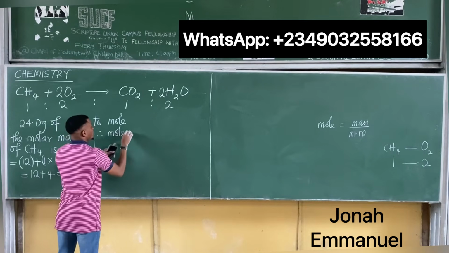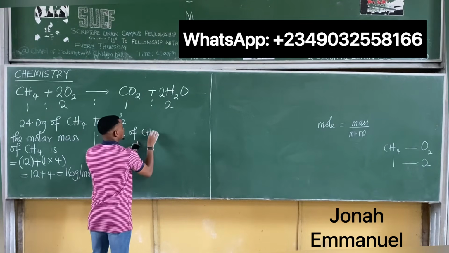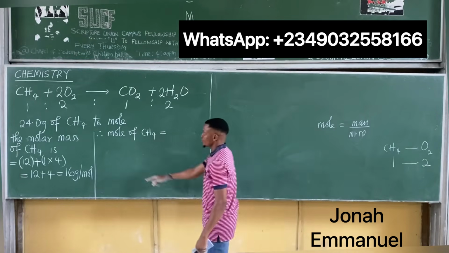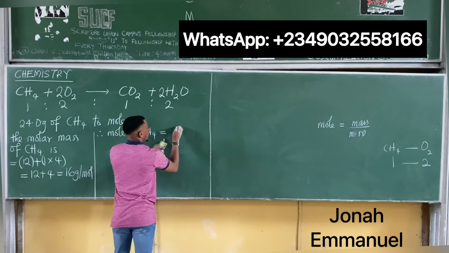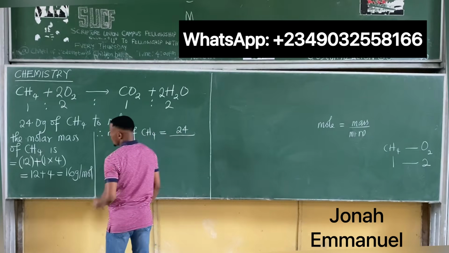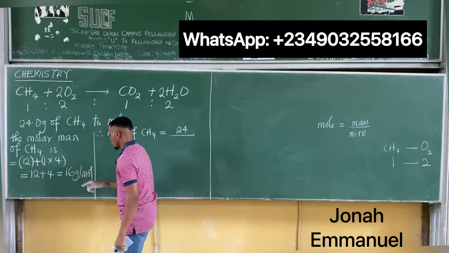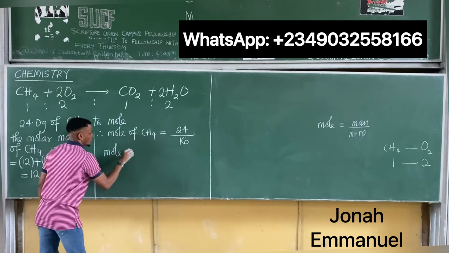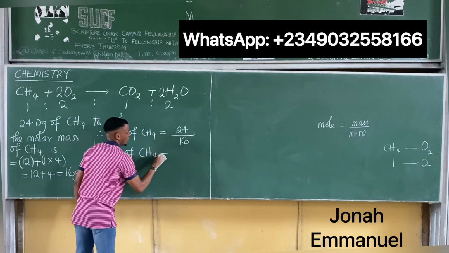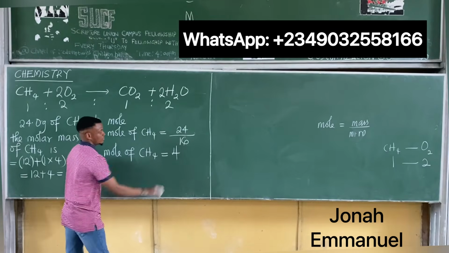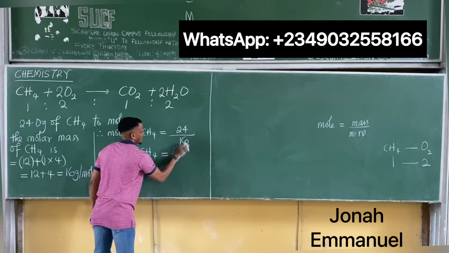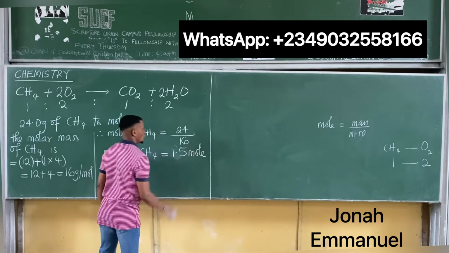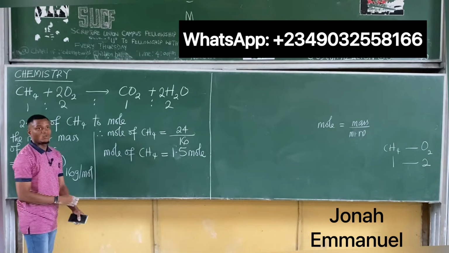I can now find the mole of CH4, which is equal to, we said, mass of CH4, which is this one here, 24, all over molar mass of CH4, which is what? 16. All right. So what's the mole there? That's equal to 1.5 what there? Mole. So I have 1.5 mole.